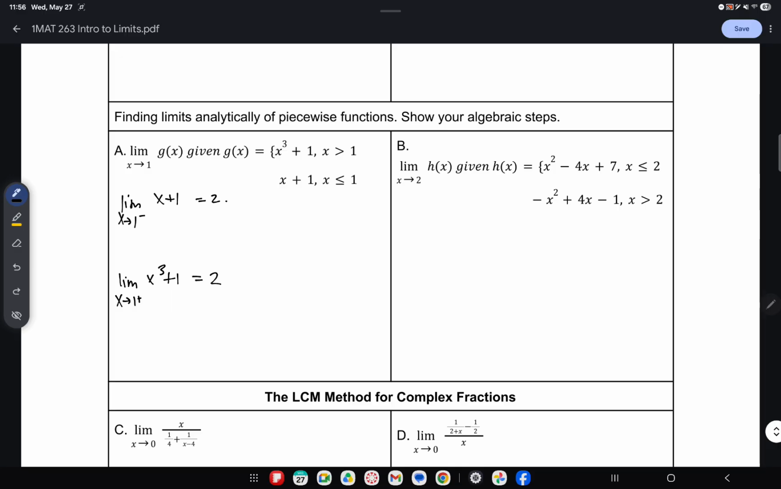So they are the same. So that limit is 2.